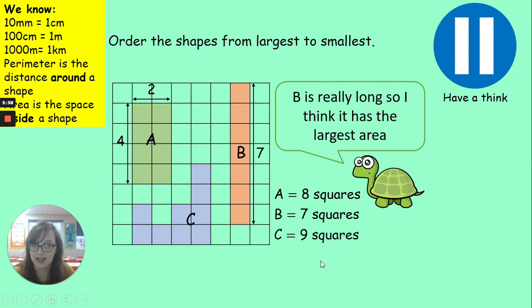So if we were going to put them in order from largest to smallest, the largest is C, followed by A, followed by B. CAB.